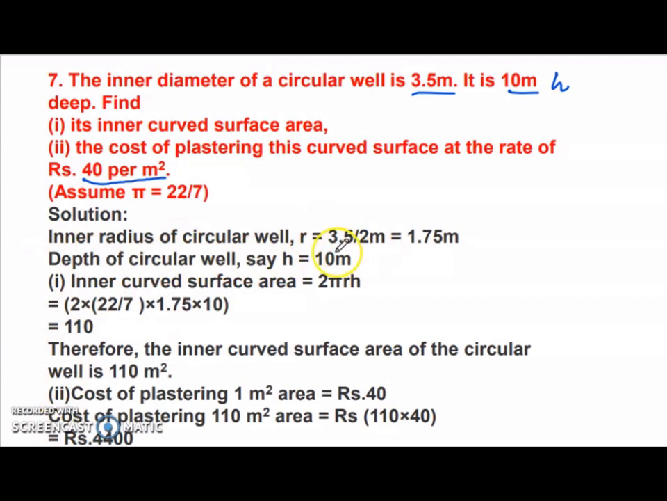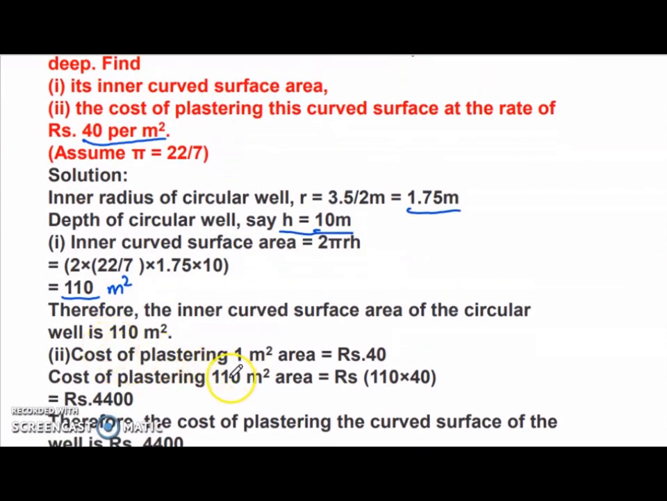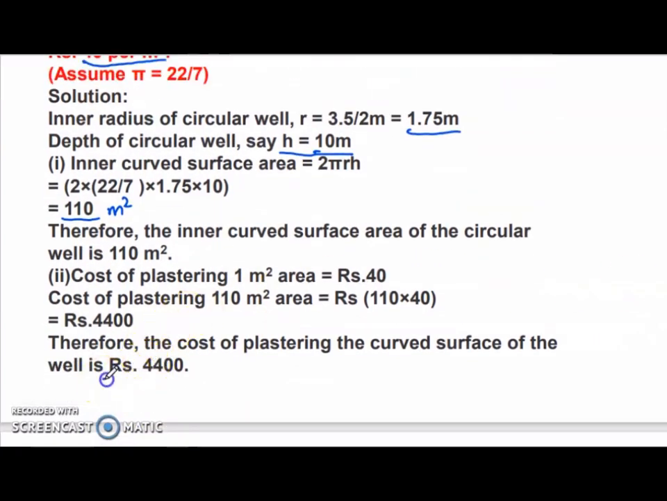So inner radius will be 3.5 by 2, that is 1.75 meters, and depth is nothing but the height. So h is equal to 10 meters. So inner curved surface area will be 2 into 22 by 7 into 1.75 into 10. So this much will be the inner curved surface area. This is meter square. And cost of plastering, you will multiply this area with 40. So it will be 4400 rupees.